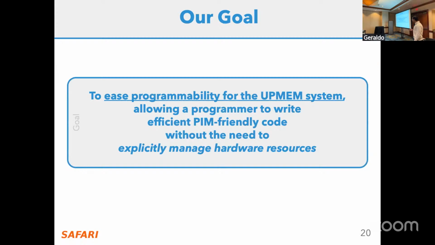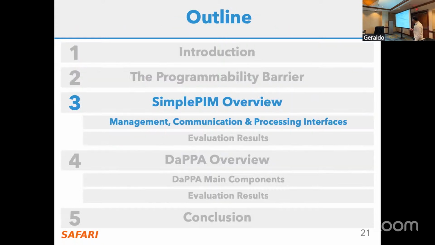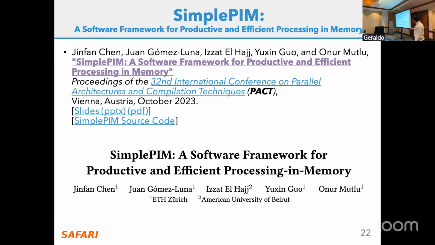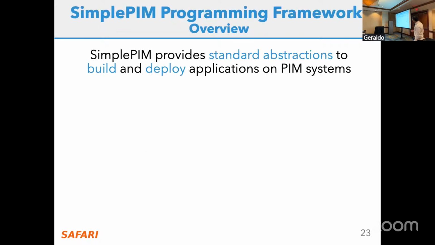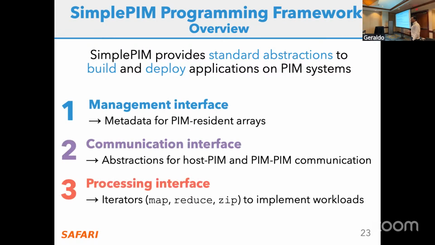So our goal in this work that I'm going to mention next is to ease the programmability for these general purpose cores by abstracting away the hardware components from the programmer. And to do that, we have 2 solutions. The first one is SimplePIM. SimplePIM is a software framework that was presented in PACT 2023, which basically uses some software APIs for managing communication and processing, so you don't have to manually do that using the UPMEM-based APIs.